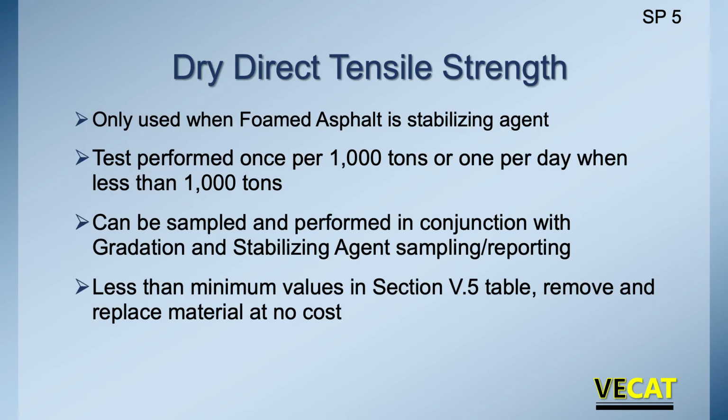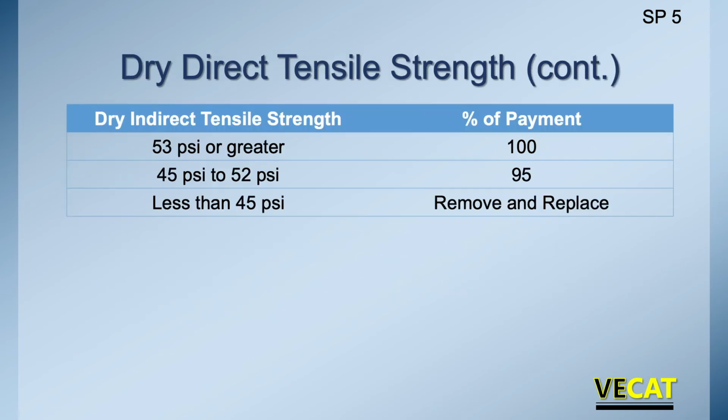Now let's turn it around a little bit. So if we're using foamed asphalt instead of emulsified, and that's our stabilizing agent, again, we're doing a test every 1,000 tons. So it's no different than what we're doing if it's an emulsified. We're doing at least 1 test per day. If it's less than 1,000, we can do it at the same time we're doing our gradation and our stabilization checks. And again, we've got minimum values that it needs to meet, or we get into a remove and replace at no cost for the department.